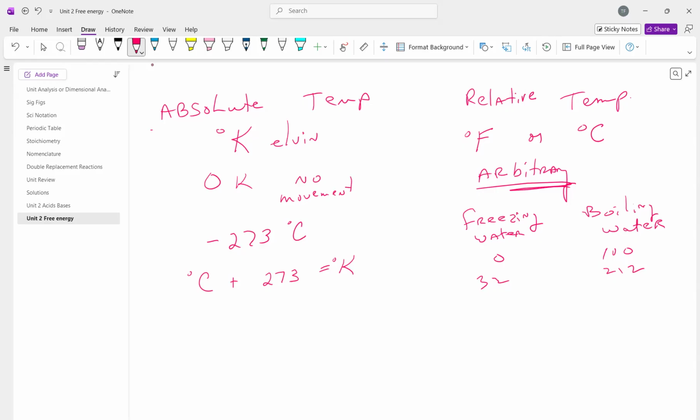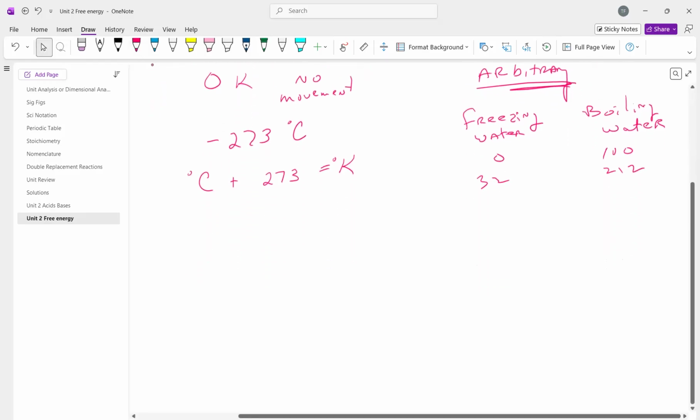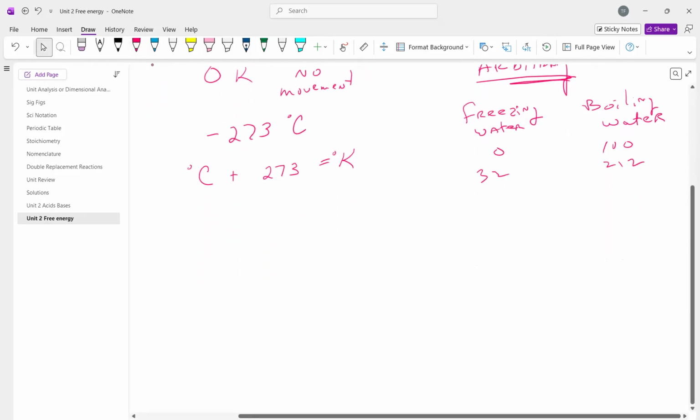Temperature determines a number of things in terms of spontaneity of a reaction.